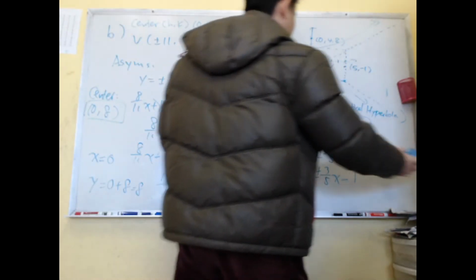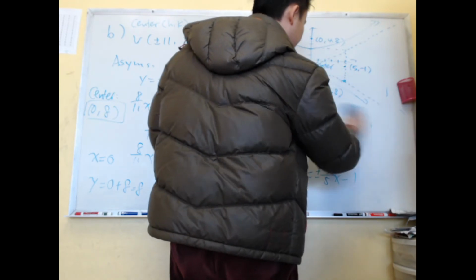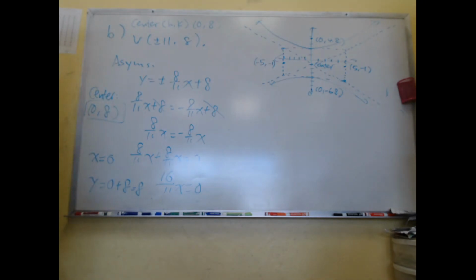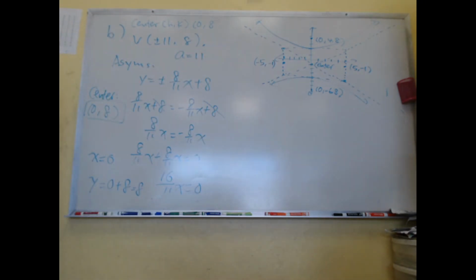So we got a center. Can we figure out the value of a? So what do you think the value of a is? 11. Right? The value of a is 11. Do we know the value of b? Wait, doesn't the equation have a over b or something? A over b? Or b over a.